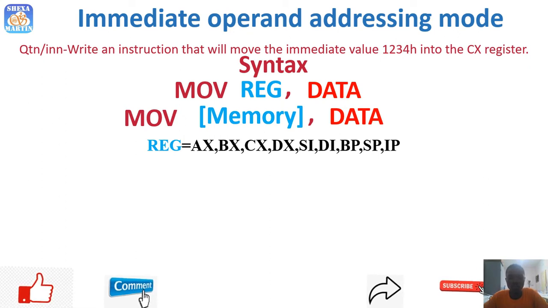Then on register, you put those registers. On data, you put immediate values. By immediate values, you can put binary values, hexadecimal values, octal, decimal values, or anything that you want to work with, for as long as it is an immediate value.